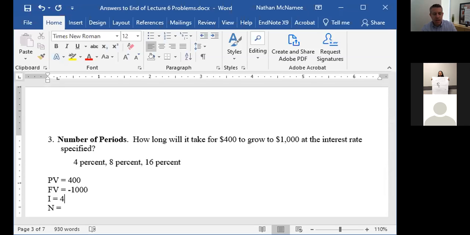Hit compute and then hit N. What did you get? I got 23.36 periods. 23.36. Did anybody else get that?